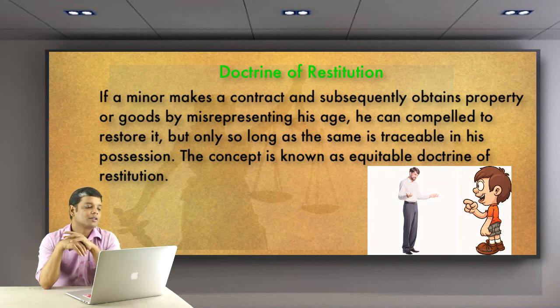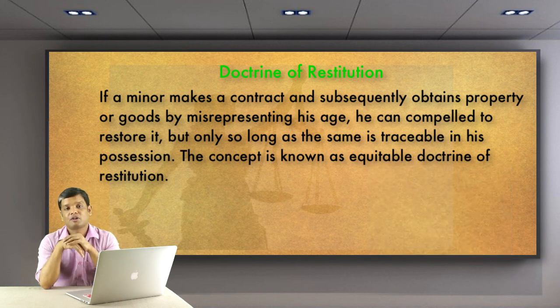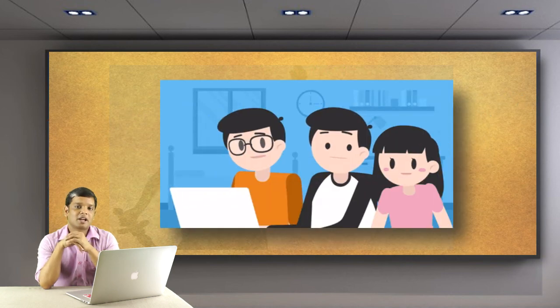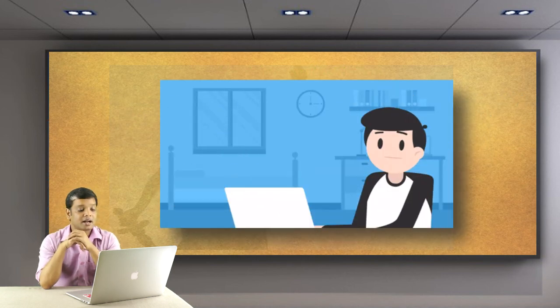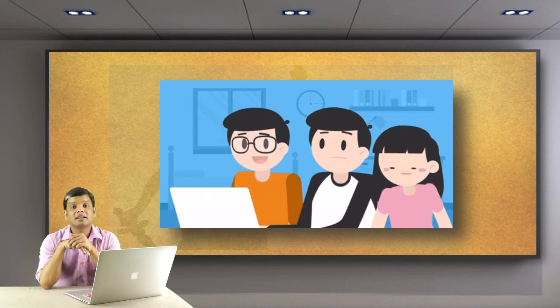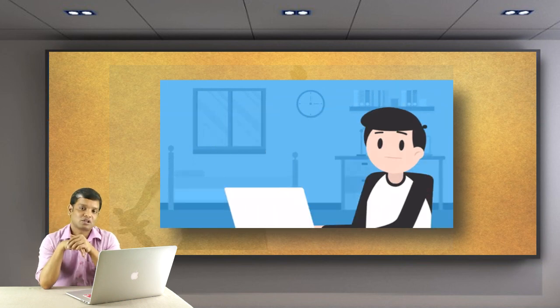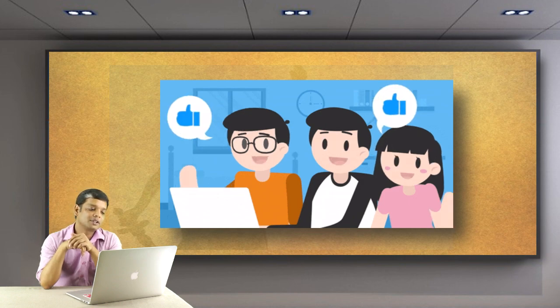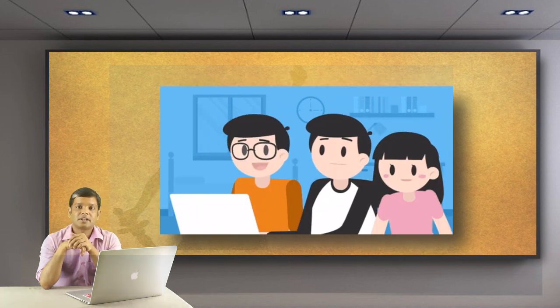So this is all for the concept of capacity to contract. We have studied the meaning and concept of the contract. We have also studied in detail the essential elements of the capacity to contract and the doctrine of restitution. I believe you must have enjoyed this video, and see you in the next video.